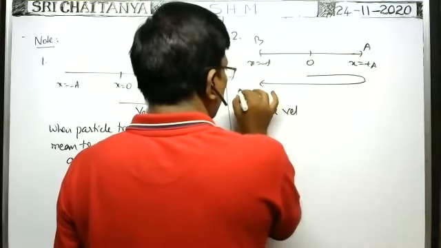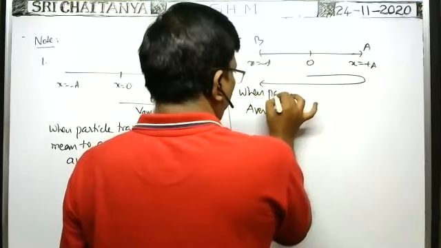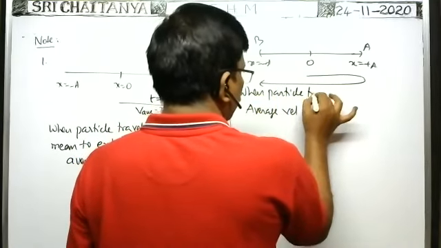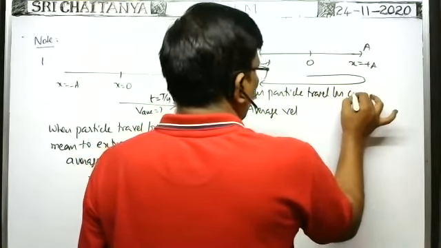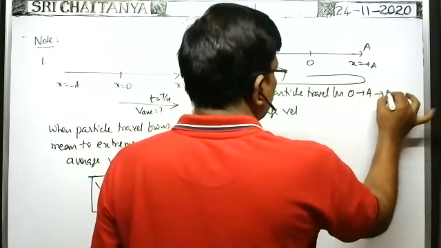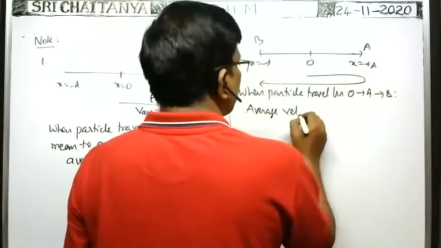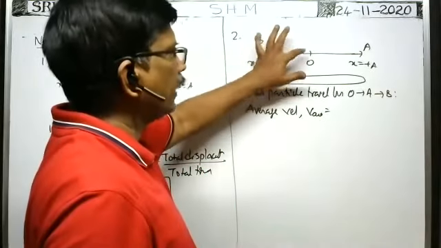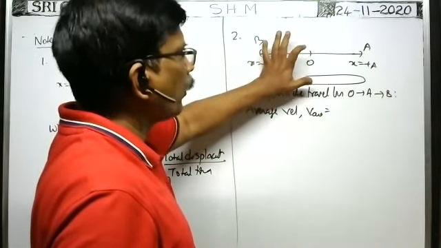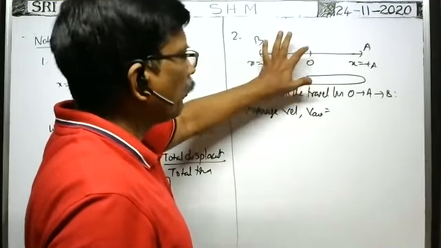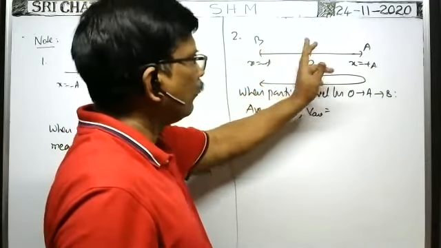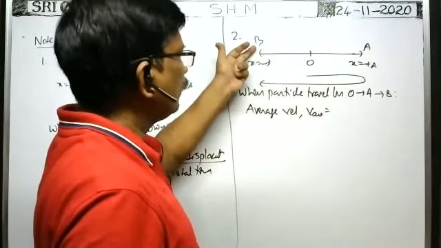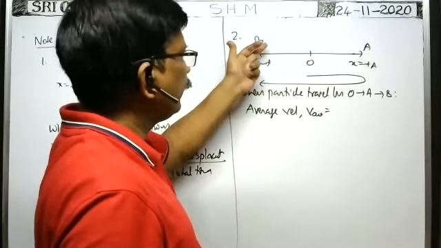Average velocity when particle travels from O to A to B. Average velocity of the particle, V average, is equal to what? Initially the particle is here. The particle starts its motion in this direction. Finally the particle reaches this point. Then the total displacement is equal to this one now.